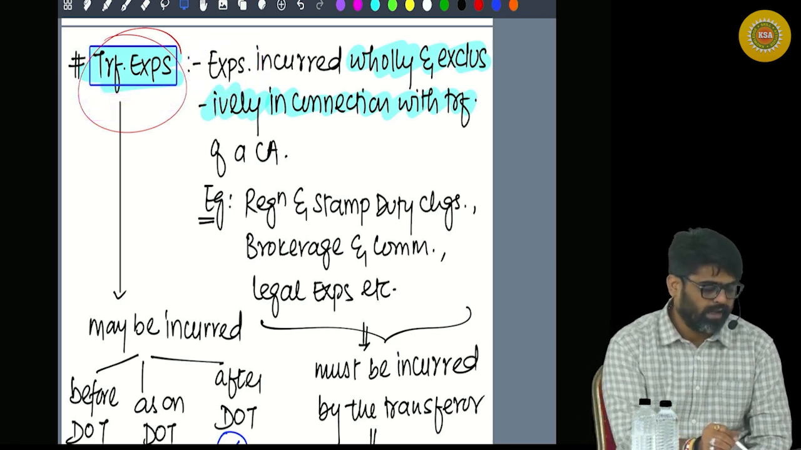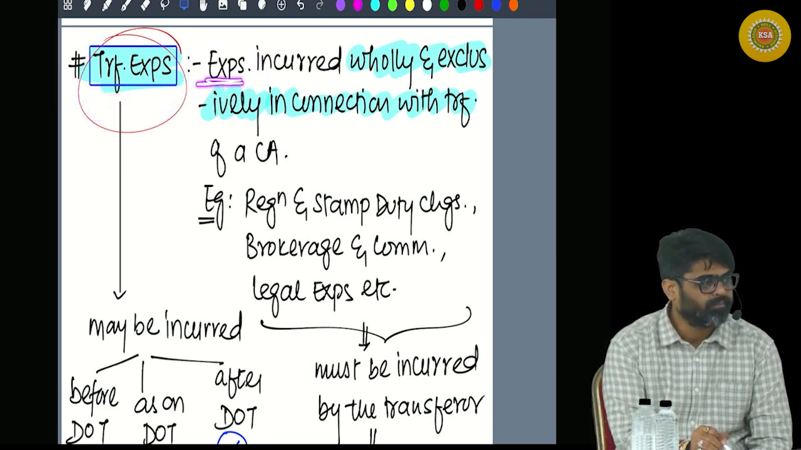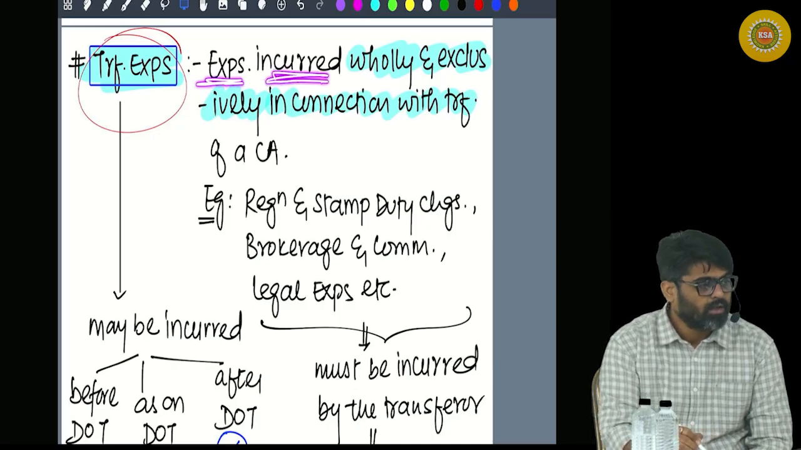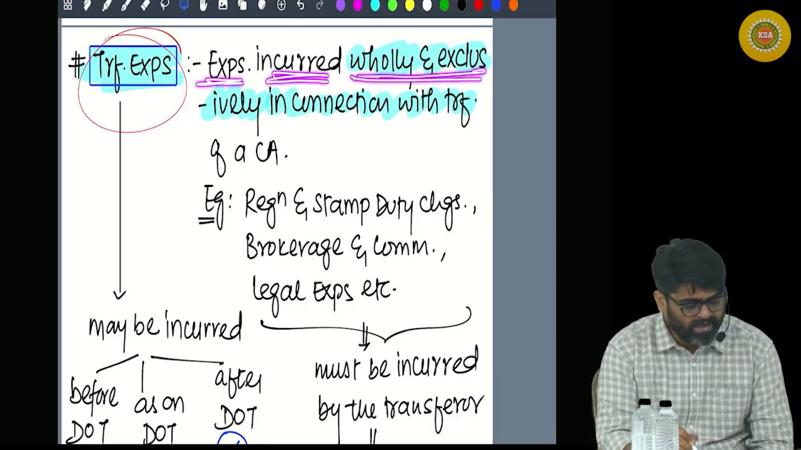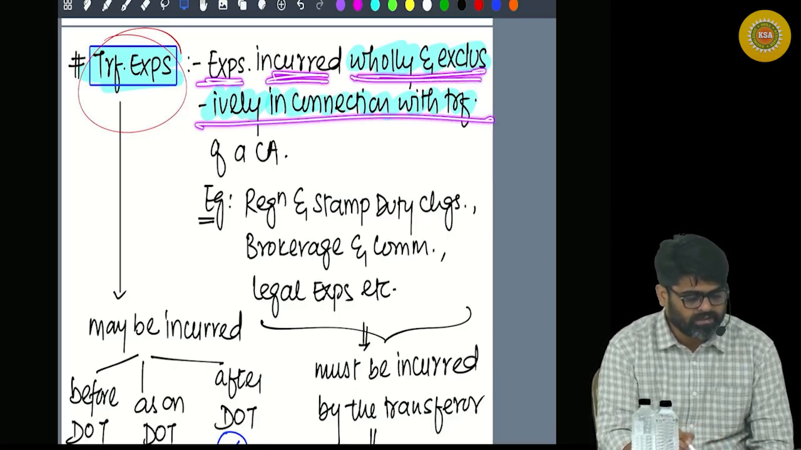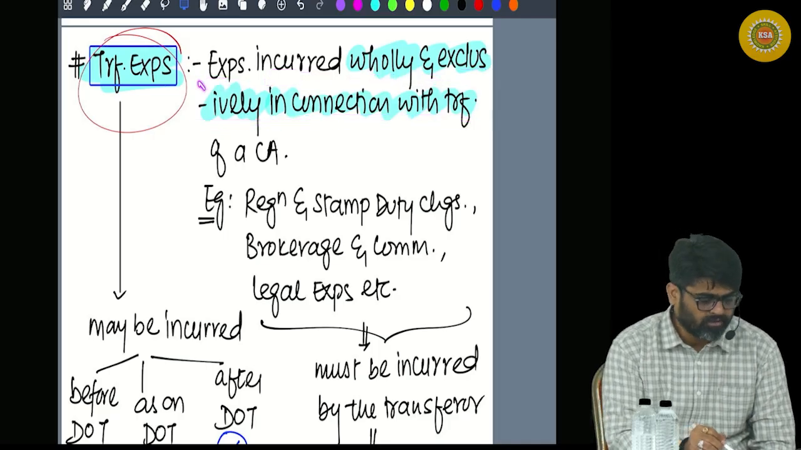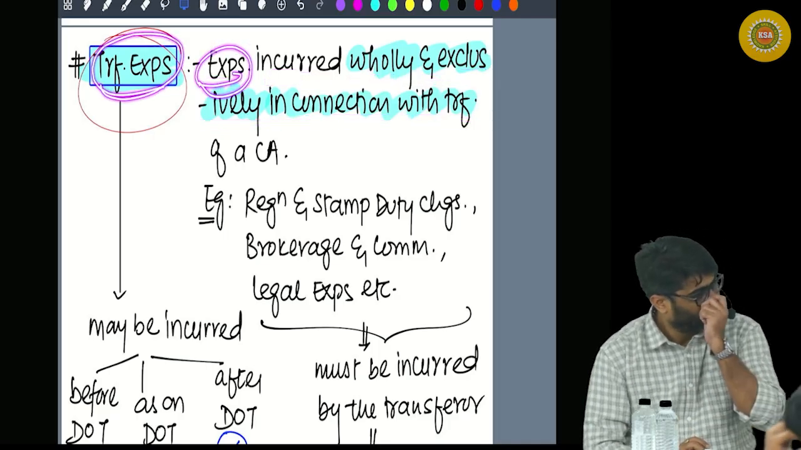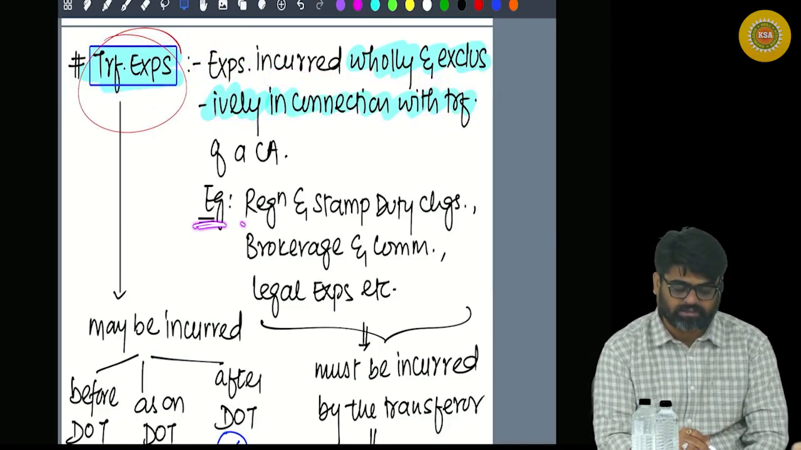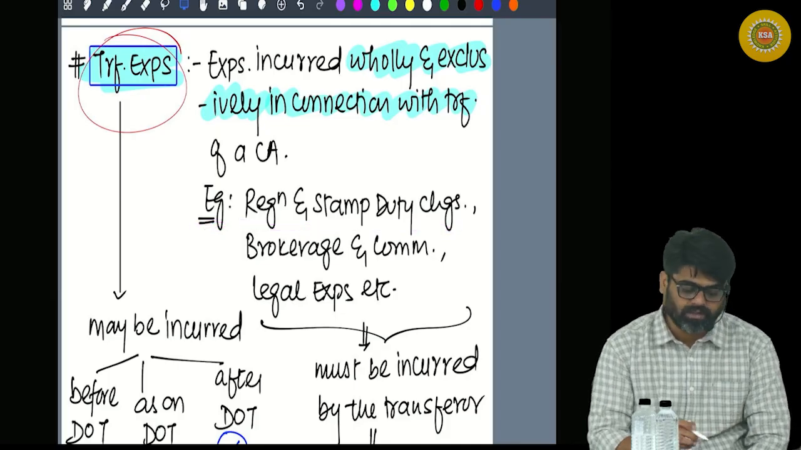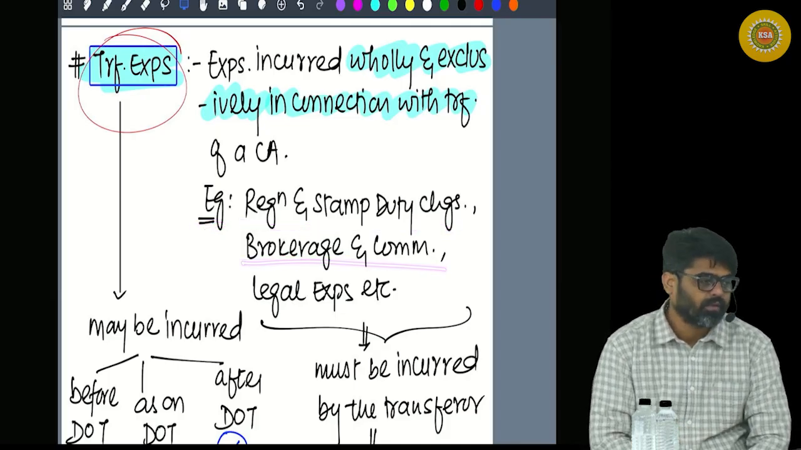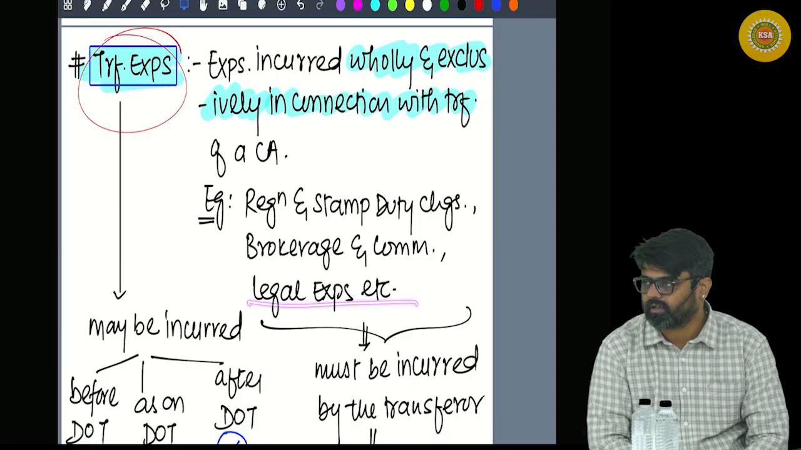so any expense, what did I say? Incurred wholly and exclusively in connection with the transfer, that expense will be treated as transfer expense. Few examples: registration and stamp duty charges, brokerage and legal expenses, etc.